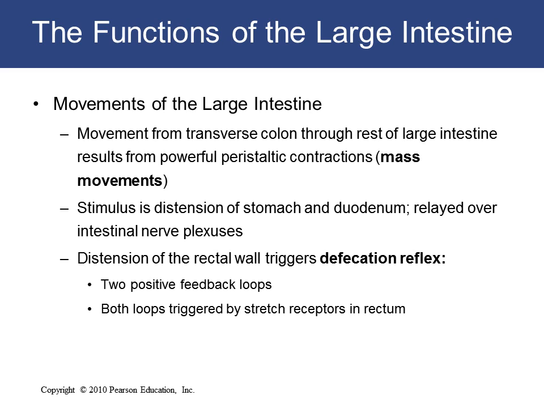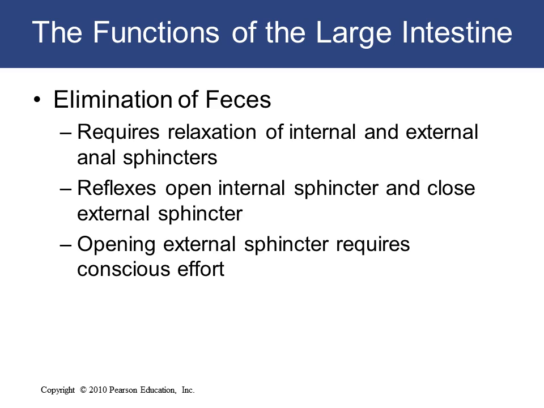Distension of the rectal wall triggers the defecation reflex, and there are two positive feedback loops. Both loops are triggered by stretch receptors in the rectum, in which once stretched, it will release the content to the anal canal for the defecation reflex to take place. Elimination of feces requires relaxation of the internal and external anal sphincters. Reflexes open the internal sphincter and close the external sphincter, but opening of the external sphincter requires conscious effort, which is a voluntary action.